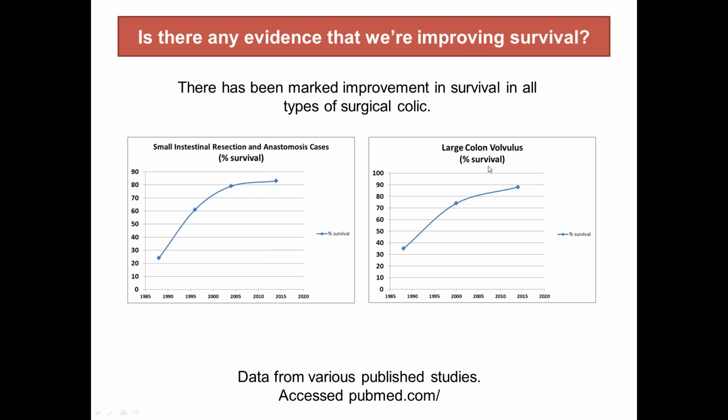Large colon volvulus, where that entire large intestine is twisted. Again, early in sort of the mid-80s, 30-something percent of horses survived. Now we're close to 90. That's almost like a displacement. Displacements are like 95 to 100%. So we're actually getting a hell of a lot better at getting horses to survive.